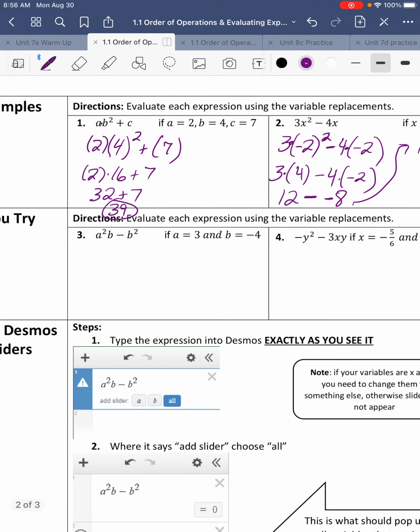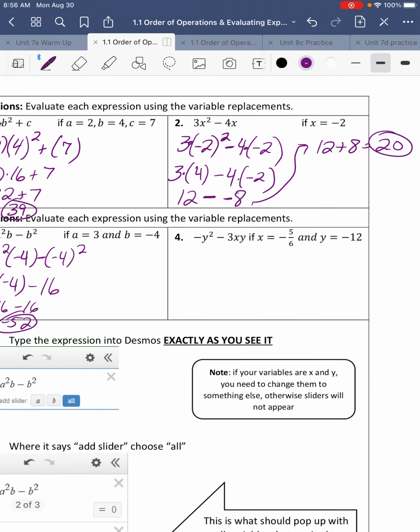Next problem, let's substitute in 3 for a, so 3 squared times b minus b squared. We have multiplication, we have exponents, and we have subtraction. Let's do the exponents, so 3 squared is 9 times negative 4. Subtract negative 4 squared is 16. Now we have multiplication, so negative 36 minus 16, and that would be negative 52.